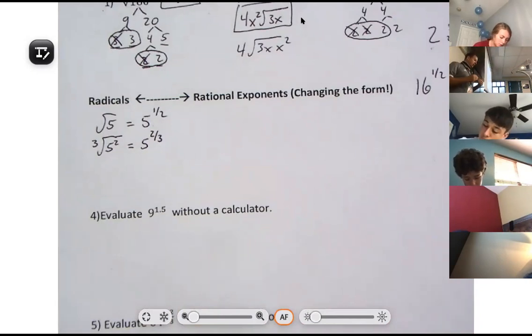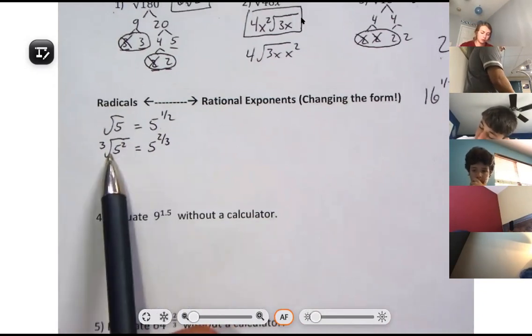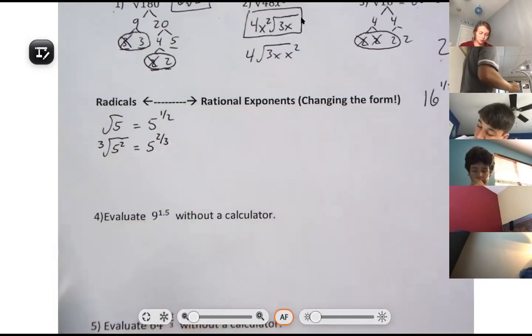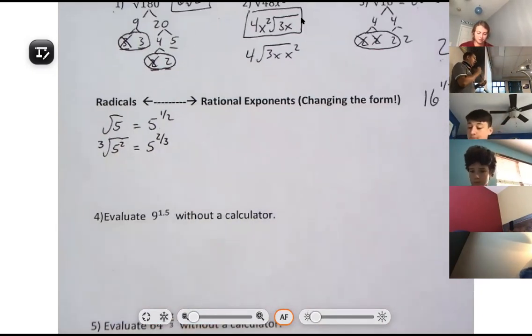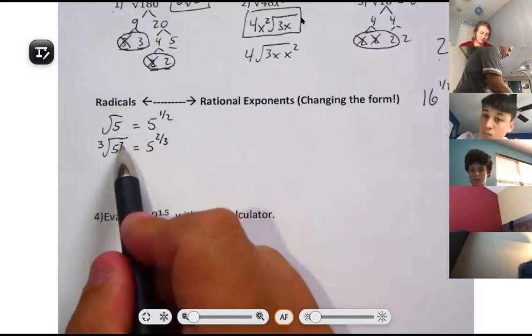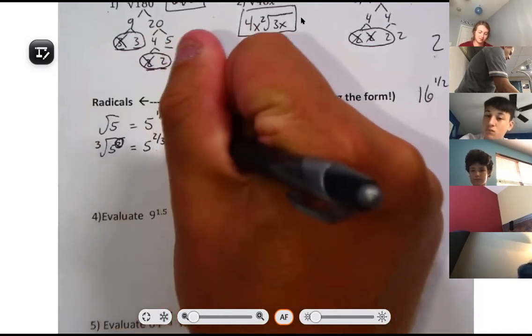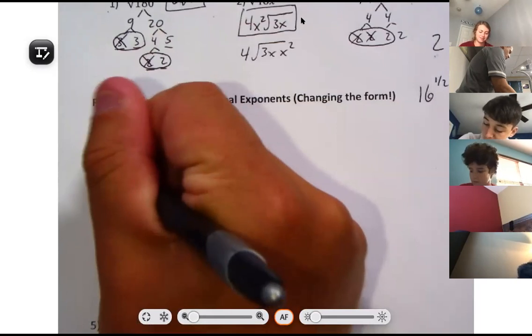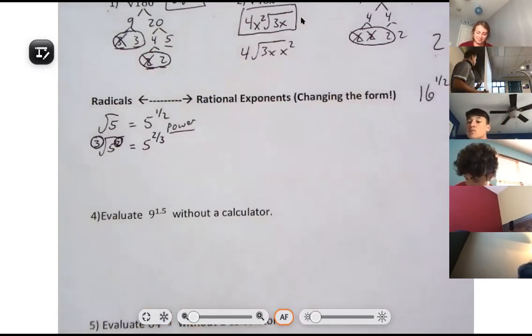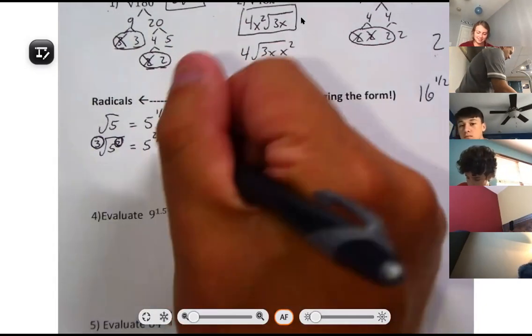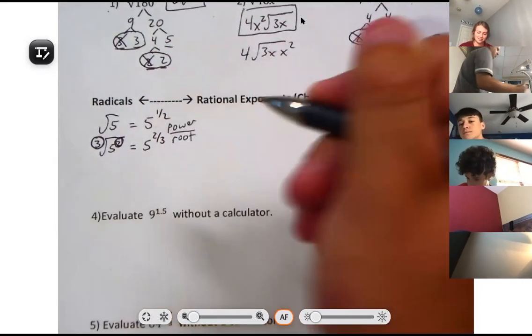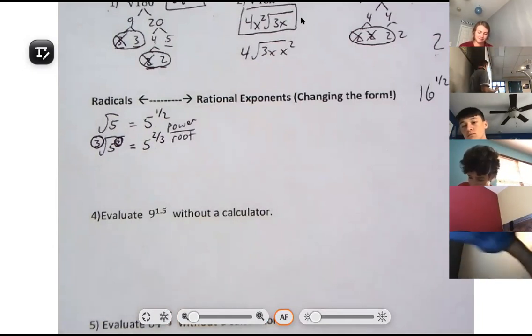Okay, so these are equivalent here. Now, the way you go from radical form to exponent form, I still remember my algebra 2 teacher in high school constantly saying power over root, power over root. The way you get your exponent is whatever the power is of your radical form. Notice your power here is 2, so it's power over whatever your root or index is, the number on the outside. It's root 3, so that's where that 3 comes from. So the exponent is whatever the power is over whatever the root is.